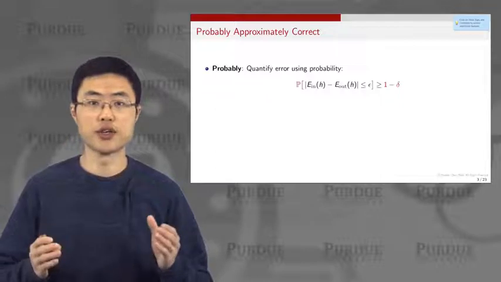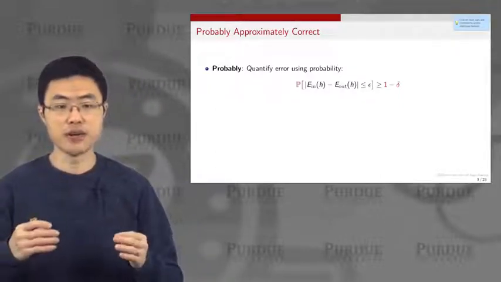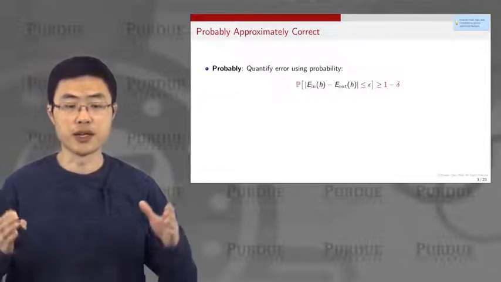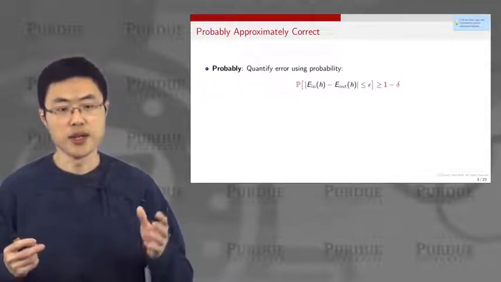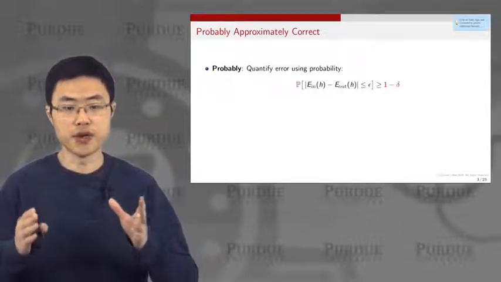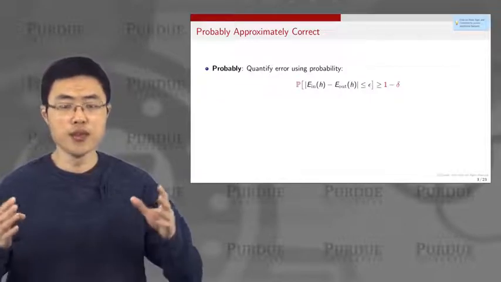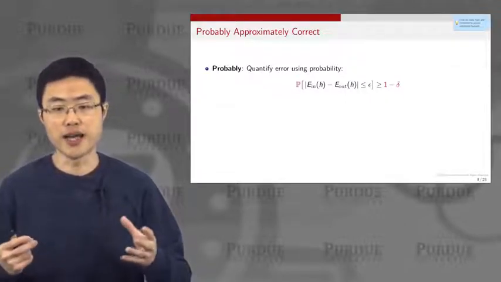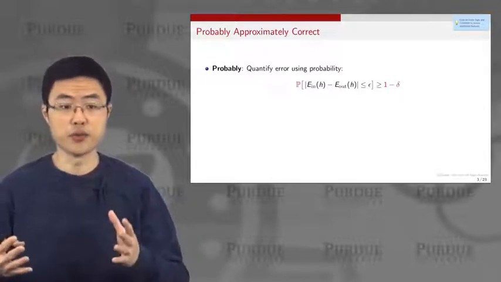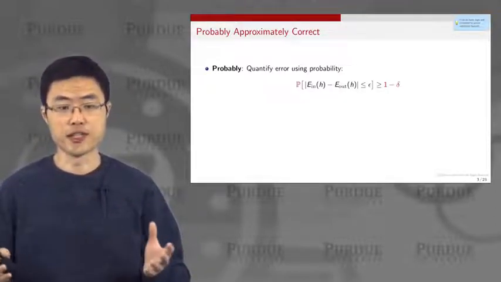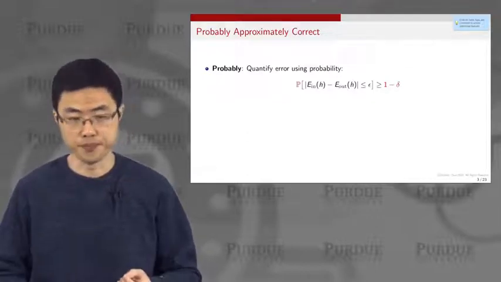If you look at the equation here, inside this bracket you have an event where the in-sample error compared to the out-sample error is less than epsilon, and epsilon is what we call the accuracy. If this is smaller than epsilon, that means the in-sample error is very close to the out-sample error, and you want this probability to be high. So I set a parameter delta, and delta is usually a very small number. If this inequality holds, then we say that this is probably correct.